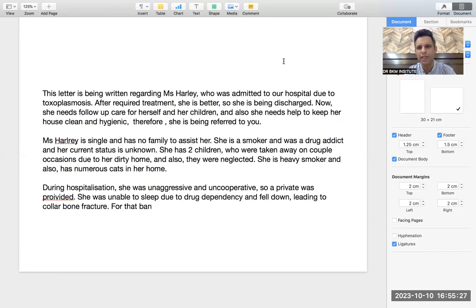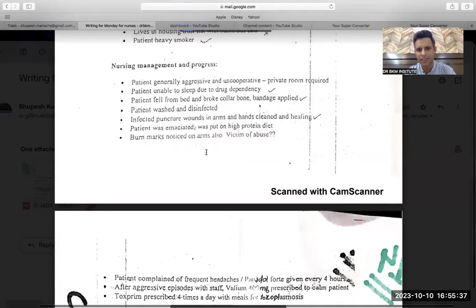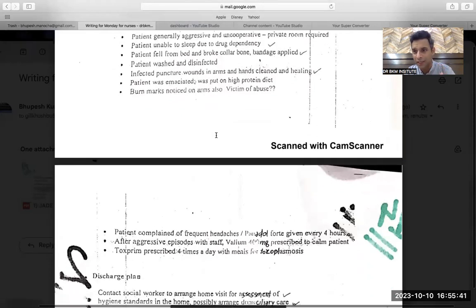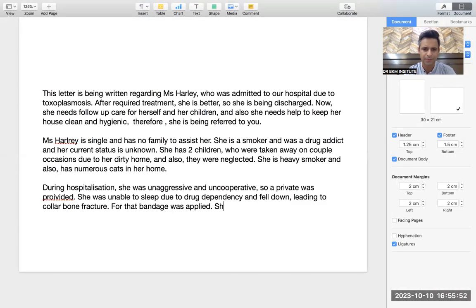So you write only the main points in the easiest way. Don't worry about what you are missing, because you are going to get marks for what you are writing. Now the main things: patient was emaciated, so she was put on high protein diet. So I just have to tell the community nurse. I don't have to explain everything to the community nurse. So 1 mark for the notice on arms that I wrote.